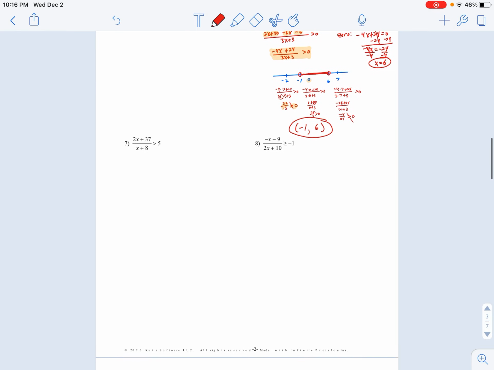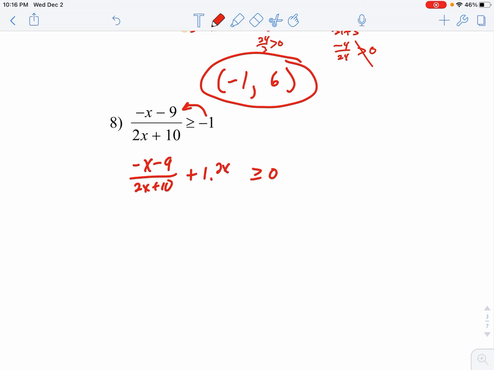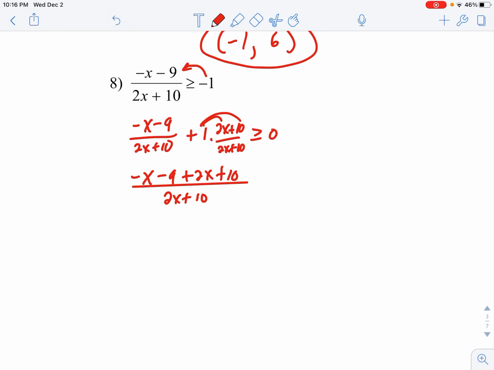Number 8, very similar. So we need one side to be 0. Negative x minus 9 over 2x plus 10. If I move this over to that side, it's going to become plus 1 greater than or equal to 0. And this I need to multiply by 2x plus 10 over 2x plus 10. So if I put this all together, it's going to all be over 2x plus 10. I have negative x minus 9. If I distribute a 1, that's pretty easy. I get plus 2x plus 10.